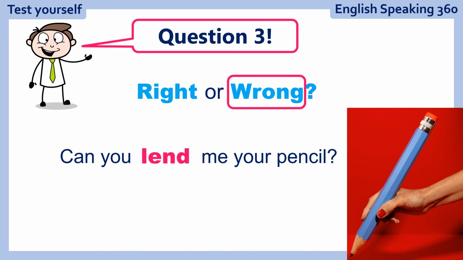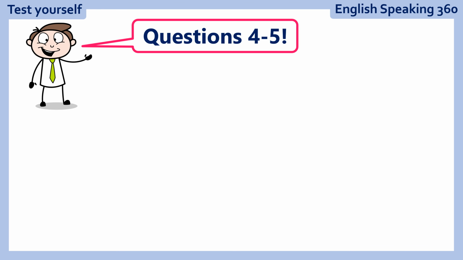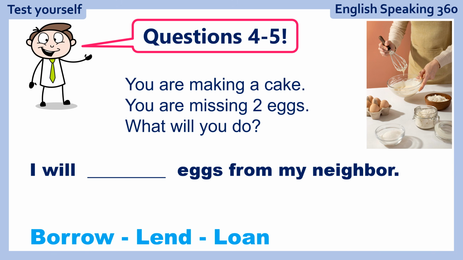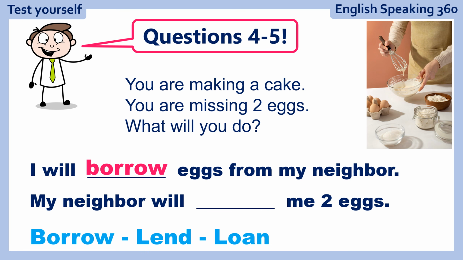Lend plus person. Questions 4 and 5. Here we go. You are making a cake, but you are missing 2 eggs. What will you do? Here's the sentence that you should use. I will blank eggs from my neighbor. And the answer is, I will borrow eggs from my neighbor. Now try with this one. My neighbor will blank me 2 eggs. Ready? My neighbor will lend me 2 eggs.